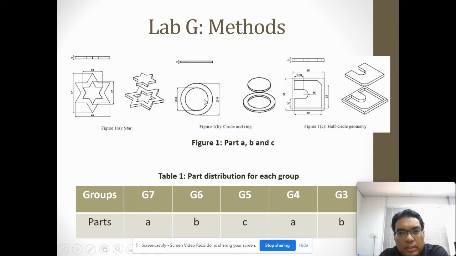So you can refer to the provided lab sheet on the e-learning website for clearer dimensions, values, and the design of the part. Okay, so part A, the star; part B, the circle; and part C, a half circle geometry here. So this is the part distribution for each group. Group 7 needs to design and print part A. Okay, group 6 B, and group 5 C, then group 4 back to A, and group 3 is B. So please follow your given group. Okay, you don't need to print all, just one of the parts.